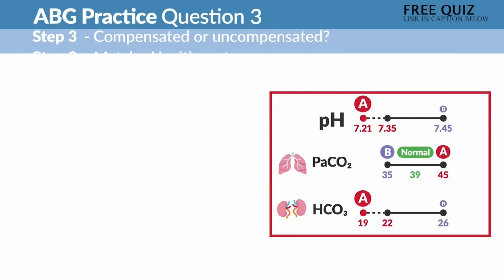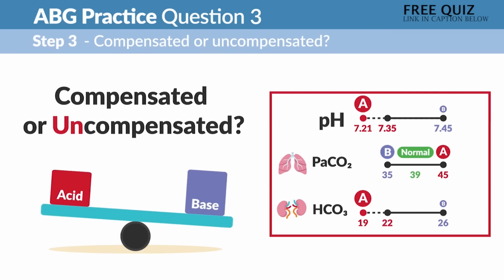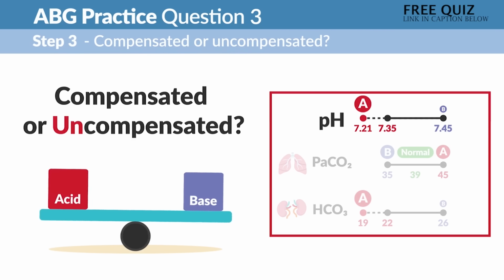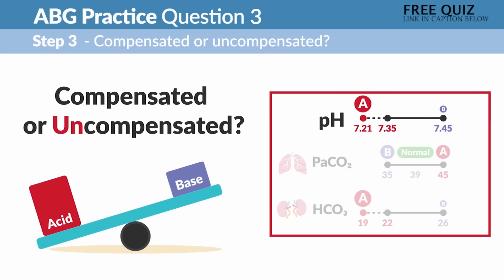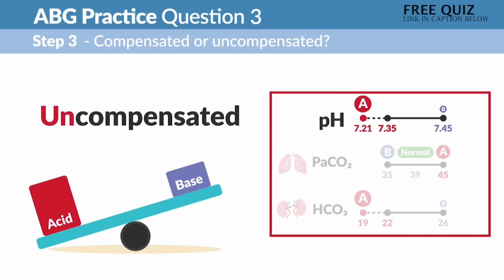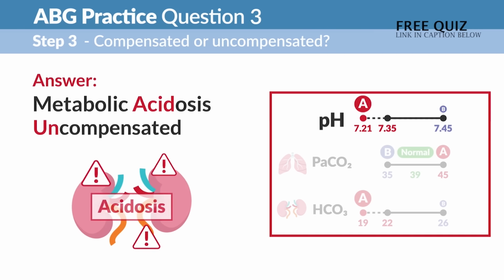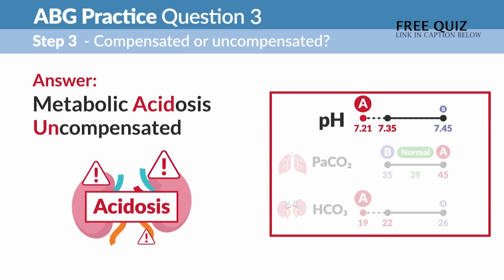Now, step 3, is it compensated or uncompensated? So look at the pH. Is it normal? So it's not in normal range, so it's not in balance. It didn't find that common ground, so it's not compensated. So it's uncompensated. The answer here is metabolic acidosis that is uncompensated.